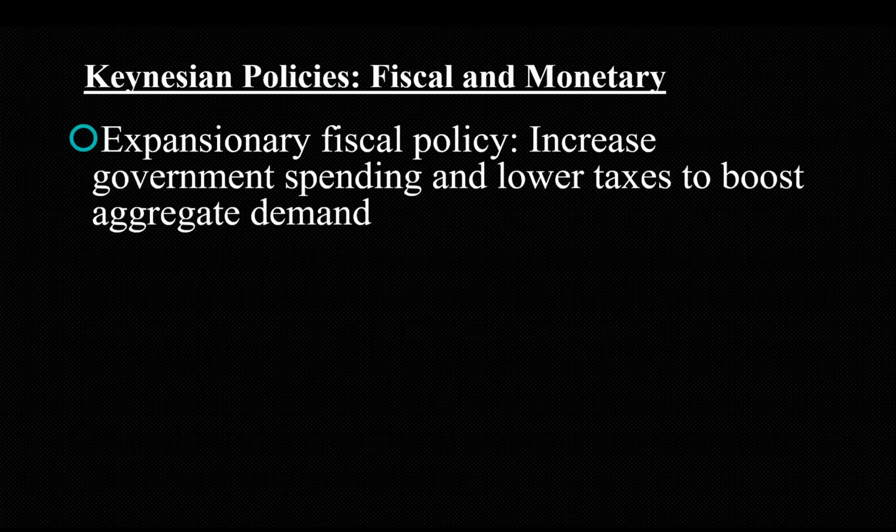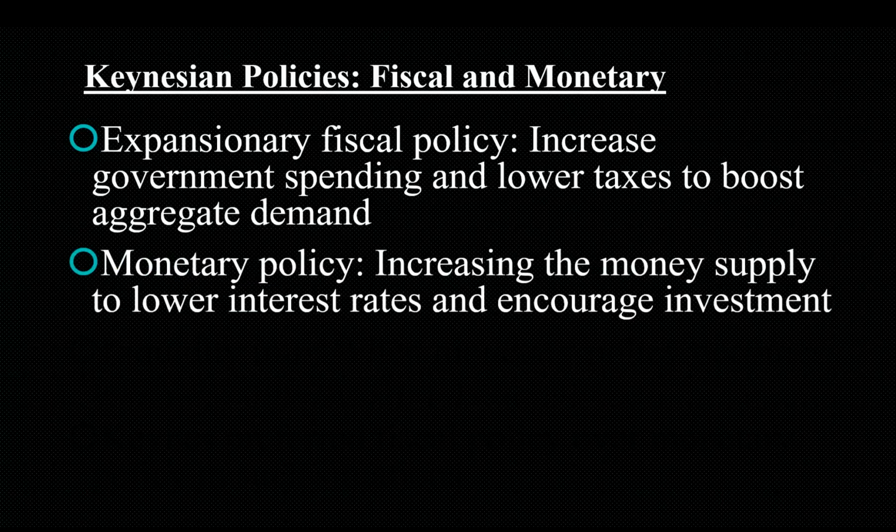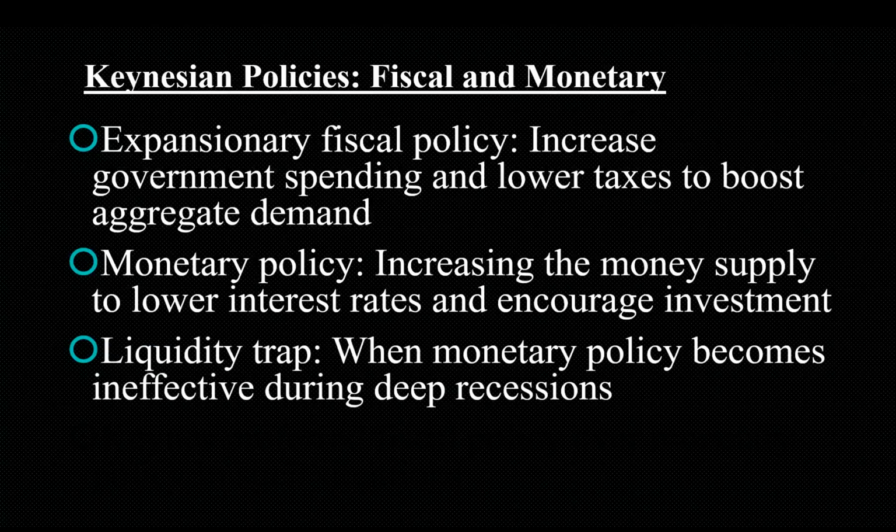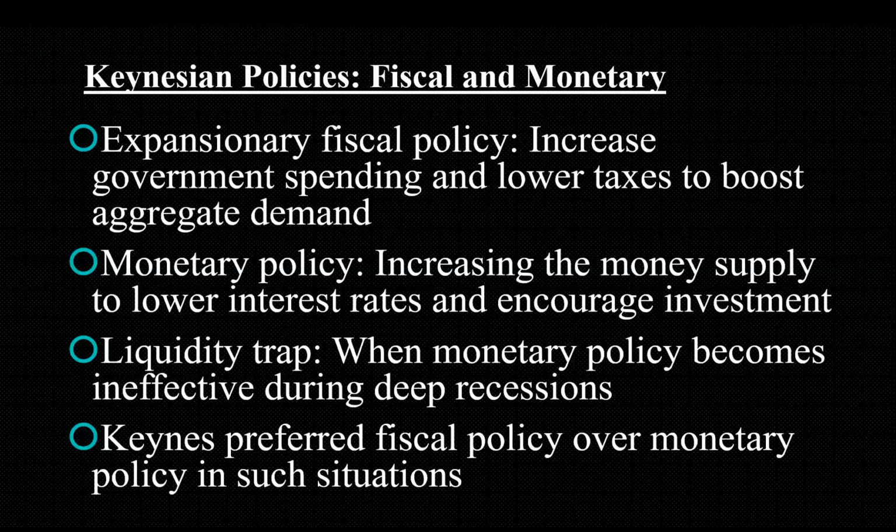During times of recession, Keynes argued that governments should increase their spending and lower taxes to boost aggregate demand and jumpstart economic activity. This approach became known as expansionary fiscal policy, and it was designed to offset declines in private sector demand. Keynes also highlighted the role of monetary policy, where increasing the money supply could lower interest rates, encouraging investment and consumption. However, Keynes acknowledged the possibility of a liquidity trap, where increasing the money supply would not be effective in stimulating demand, especially when interest rates are already near zero. In such situations, he preferred using fiscal policy over monetary policy to revive economic activity.